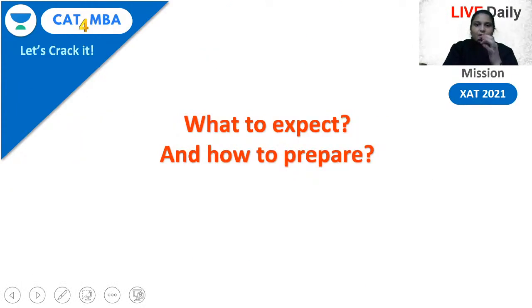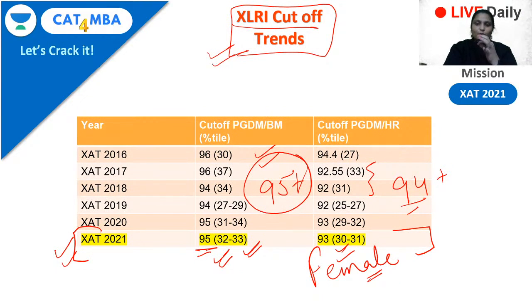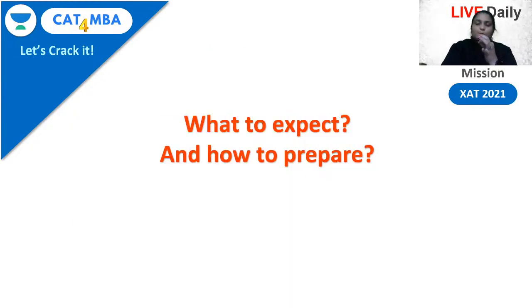Moving ahead, what to expect and how to prepare. Once you calculate your scores, if you're making the cut, if your score is somewhere around 31, 32, 33, please be prepared to get a call from XLRI. All right. What to expect and how to prepare.